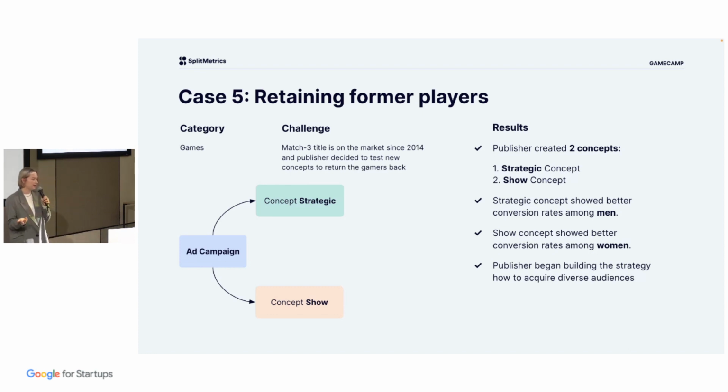In this specific case, we found out the strategic concept showed better performance for men, and the show concept showed better performance among women. And here is the question: how shall we diversify our audience with such significantly different visions and interests if we want to retain all of them? One example of diversification will be custom product pages.